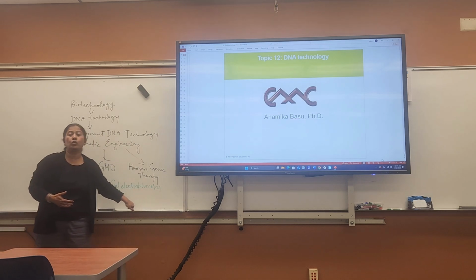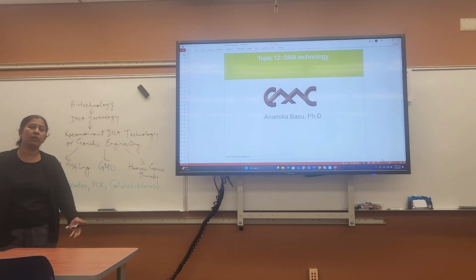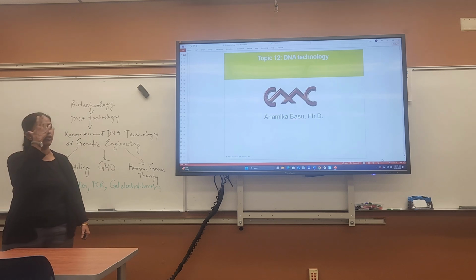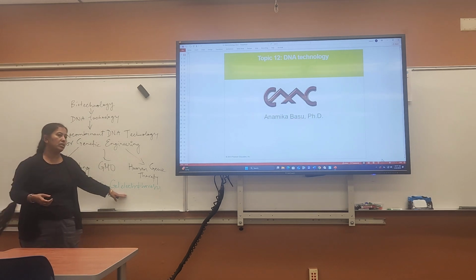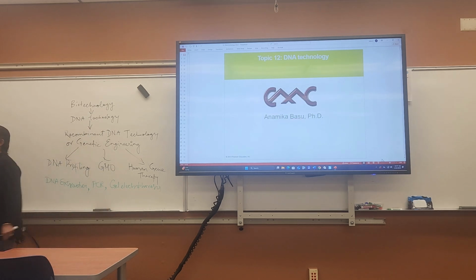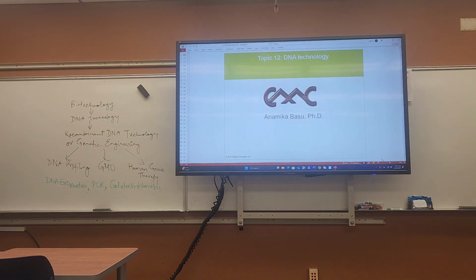And finally, we want to see the DNA. How do we see? This is molecular biology level, so we need to be able to visualize something. And that's when we use a technique called gel electrophoresis, where we can visualize DNA as bands.